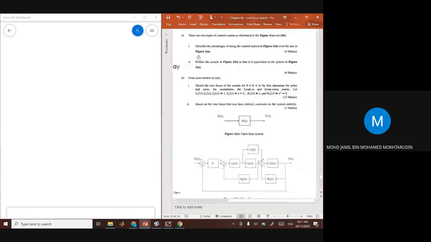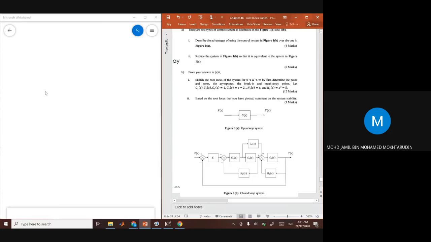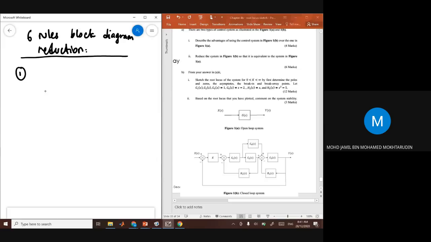Okay, now we move on to question number 2. Okay, so we have learned about reducing block diagram. We have 6 rules, okay? So 6 rules for block diagram reduction. So rule number 1, we need to look for cascade. And then rule number 2, for parallel. Number 3, feedback.